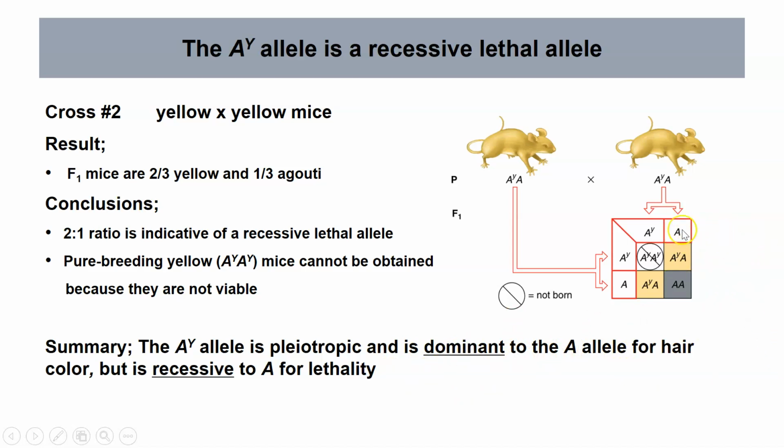Okay, so what this means is that the yellow allele is dominant to agouti for producing the yellow phenotype. However, the yellow allele in homozygous form is lethal. So this must be a recessive lethal. It's not seen in heterozygous form. Those mice live just fine. The lethality is only seen in homozygous form. It also explains Quesnel's observation or inability to obtain pure breeding yellow mice. It's because they were lethal.